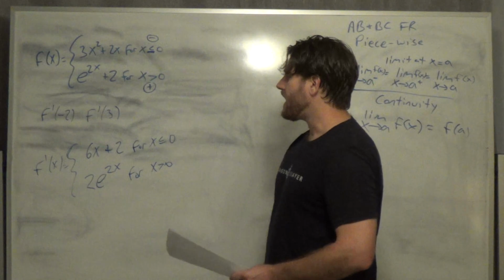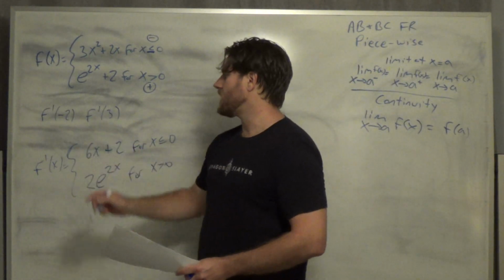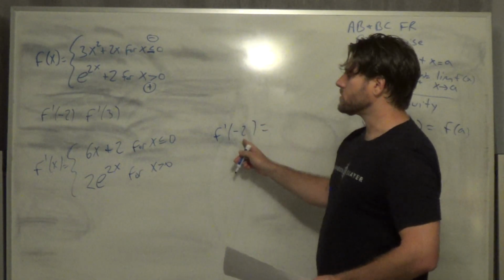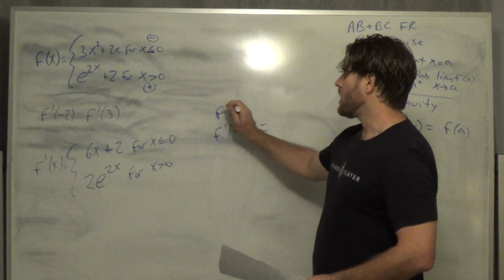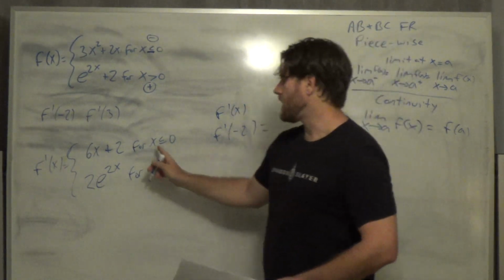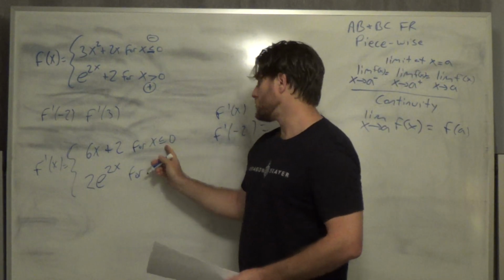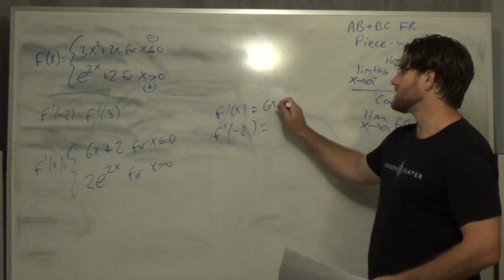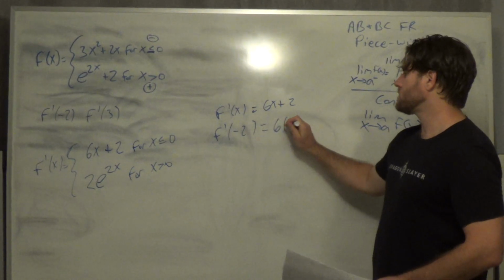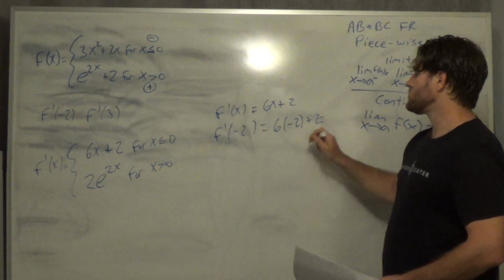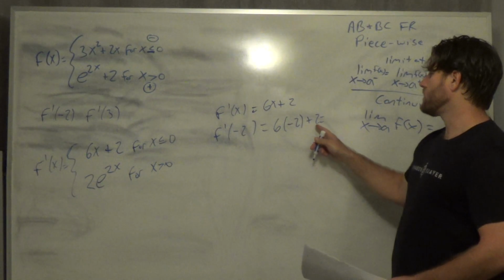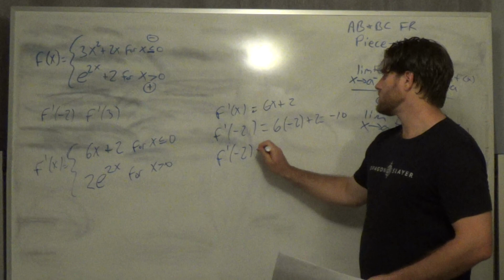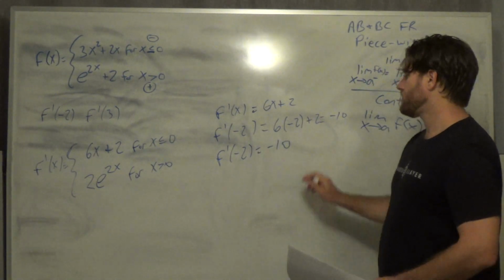Now that I have these, I'm ready to find f prime of negative 2 and f prime of 3. So let's start with f prime of negative 2. Which one of these equations will include negative 2? Well, I look, and x is less than 0. Negative 2 is less than 0, so I'm going to use this one. So f prime of x, we're going to use this one when I plug in a negative 2. And when I plug in a negative 2, I get an answer of negative 12 plus 2, which is negative 10. So I would say f prime of negative 2 is negative 10.